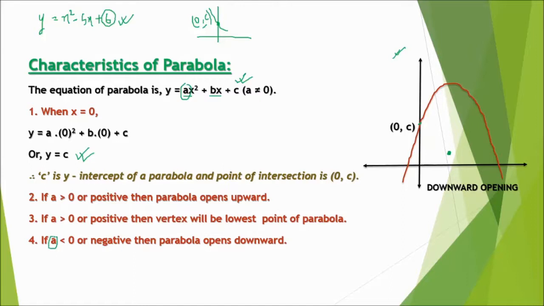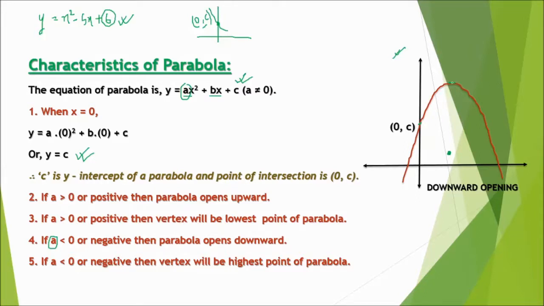Now from here we can get another characteristic also. If a is less than 0 or negative, then the same vertex will be the highest point of the parabola. I think you understood quite clearly that the rest of the points are below the vertex. This happens only when a is less than 0. If the value of a is negative, then the rest of the points will be below the vertex, the parabola opens downward, and the vertex will be the highest point of the parabola.